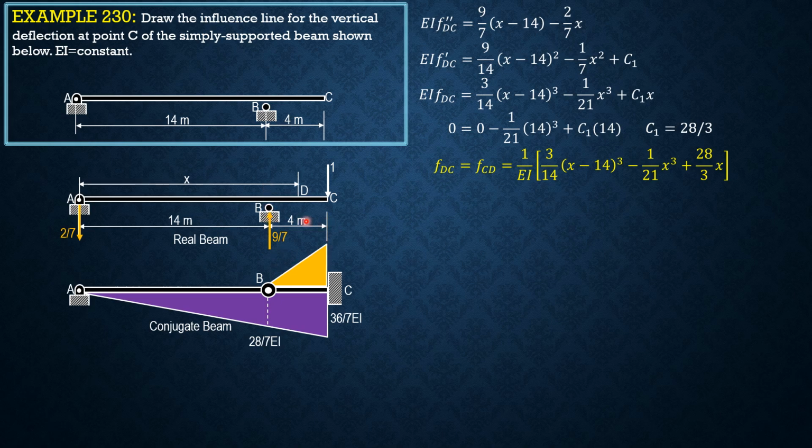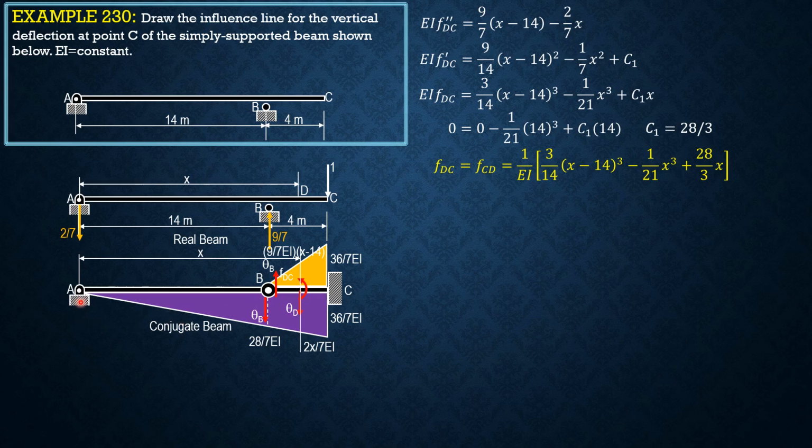So 9 over 7 times 4, 36 over 7 EI, which is the same as this. So call this theta B, which is theta B at the left, which is also theta B at the right. Then this is theta D, FCD at this section x from A. So this is 2 over 7, 2 times x over 7 EI, while this is 9 over 7, and this distance is x minus 14. So 9 over 7 EI times the quantity x minus 14.